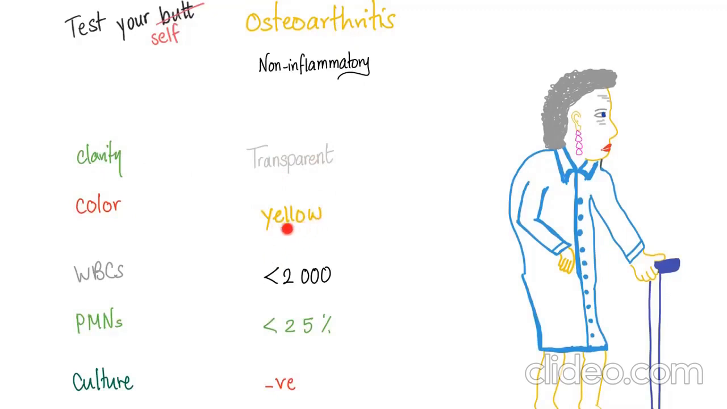So this is kind of darker than normal. White blood cells, less than 2000. Do you remember the normal? Less than 200. PMNs, less than 25%, which is normal. Culture is negative, which is also normal. So your main problem here is the white blood cells. The second problem is the yellow color. But mainly don't forget the white blood cells, less than 2000.